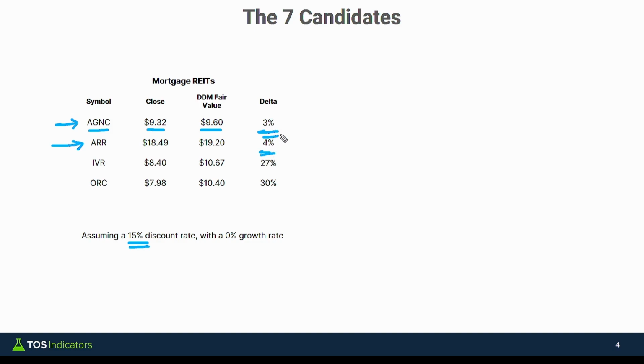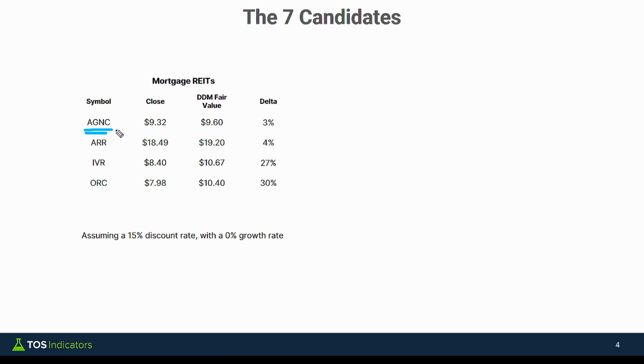You might be able to use something like selling puts underneath to try and squeeze a little bit more premium out of this. Now the 2 which have this larger delta are of course the lesser known REITs on this list, IVR and ORC, which is Orchid Island. There the delta's larger, but also not as reliable in terms of dividend history compared to something like Agency.